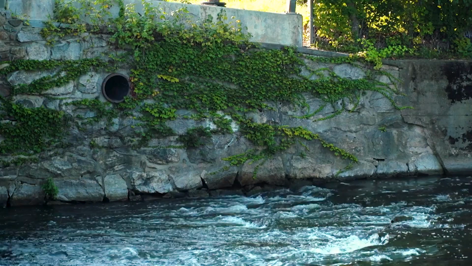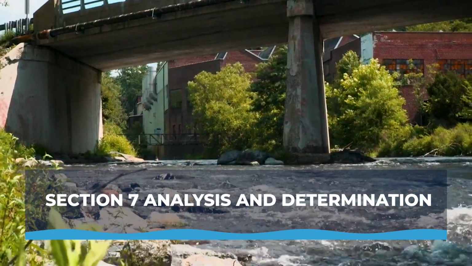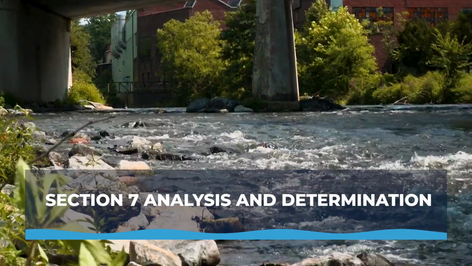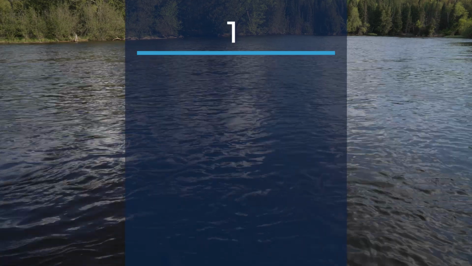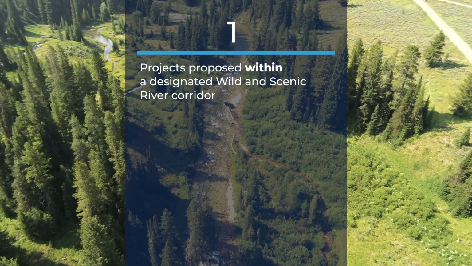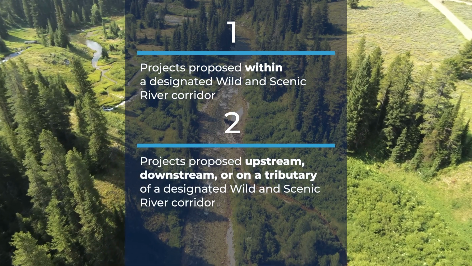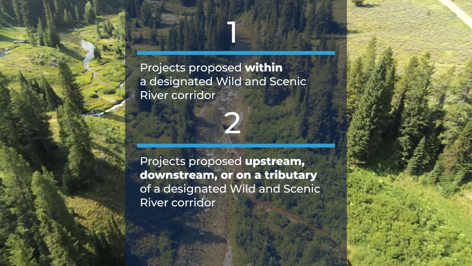Evaluating the effects and whether a project may occur in a designated river is called the Section 7 analysis and subsequent determination. There are two situations that trigger a Section 7 analysis and determination. 1. Projects proposed within a designated wild and scenic river corridor, and 2. Projects proposed upstream, downstream, or on a tributary of a designated wild and scenic river corridor.